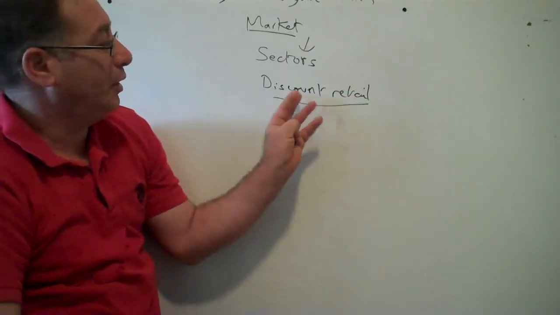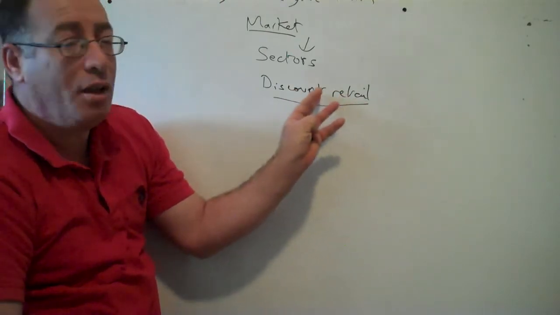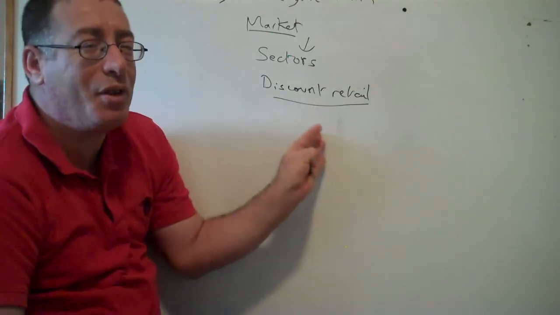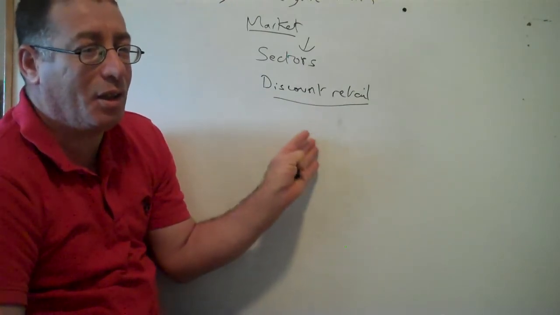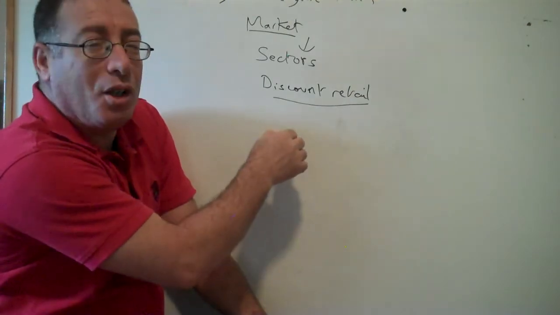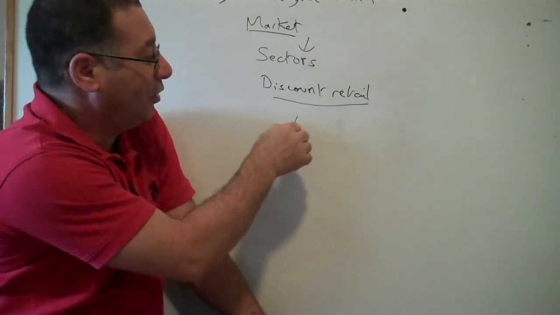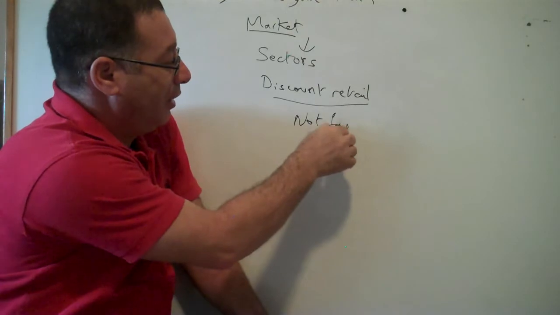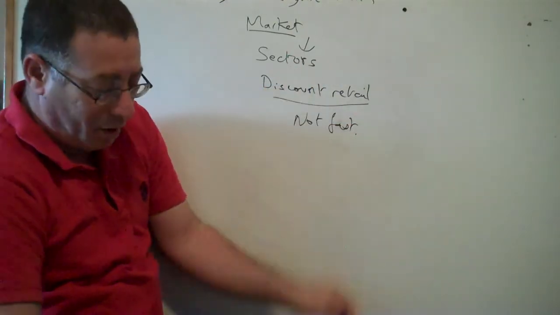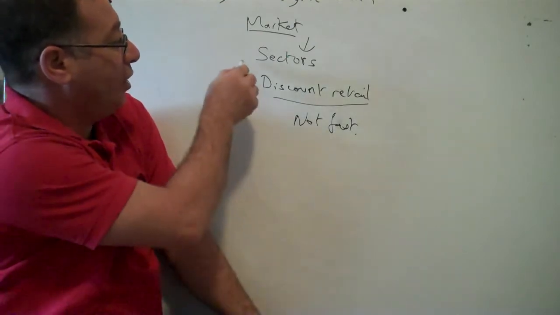If you go to discount retailers or retail, you find some stocks. Most of the time, they have the same characteristics. It means when they go up, they are not so fast. They are not fast. Now, if you want some that are fast, you can go, for example, to another sector.